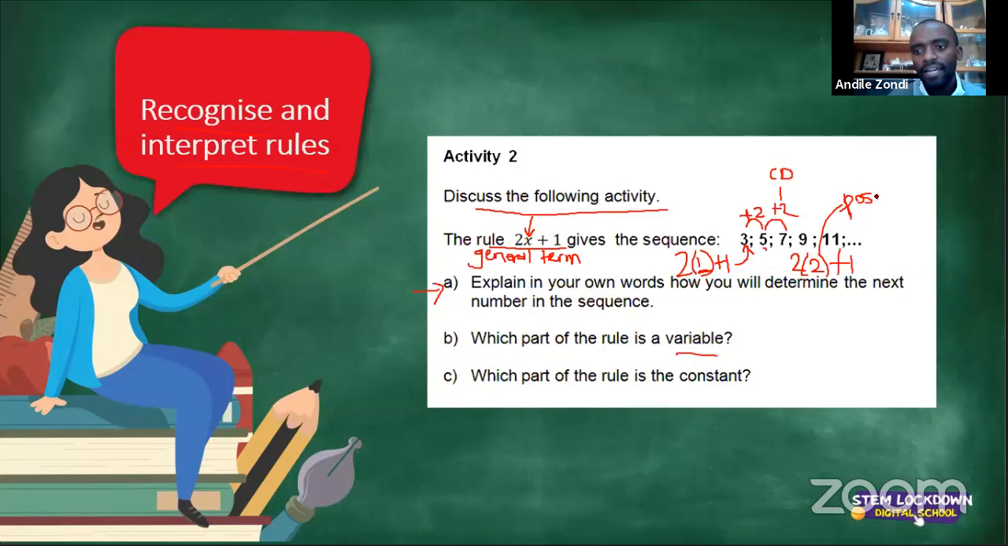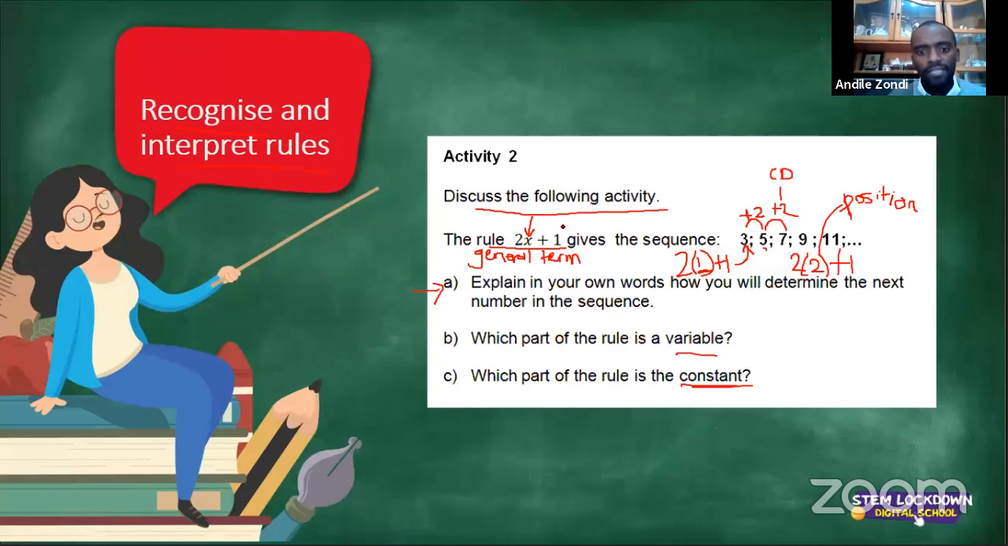Let me just move on before I run out of time. Which part of the rule is the constant? Learners, which part of the rule is the constant? Well done. In this case, the constant is 1 because 1 does not change.